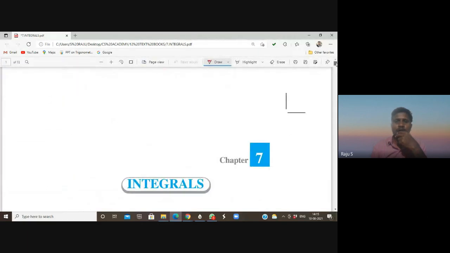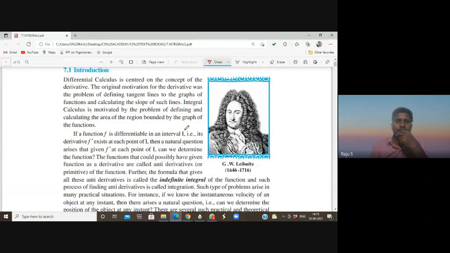See, you can read each and every line. It says here: differential calculus is centered on the concept of derivative. The original motivation of the derivative was the problem of finding the tangent line to the graph of a function, to calculate its slope. I told you already, slope. dy by dx, I have written m, is nothing but the slope of such a line. But integral calculus is motivated by the problem of defining the area. I told you clearly, area of the region. That's all.